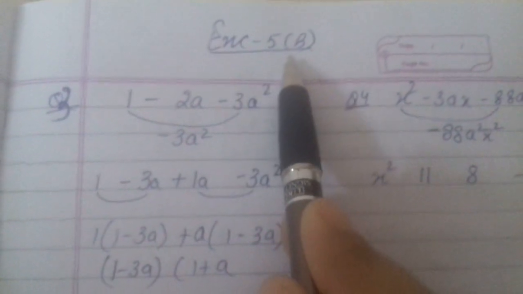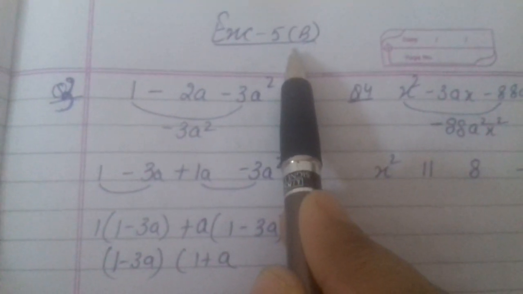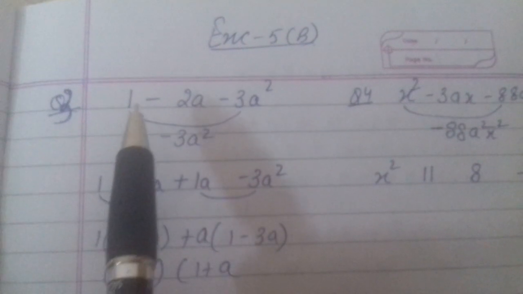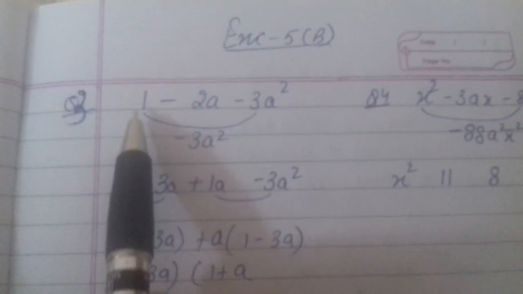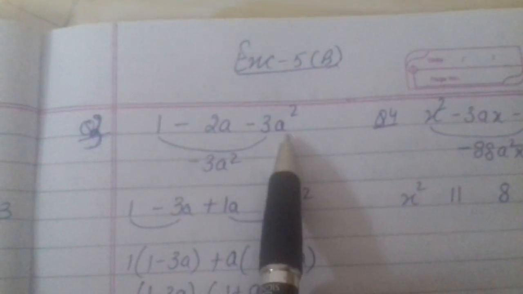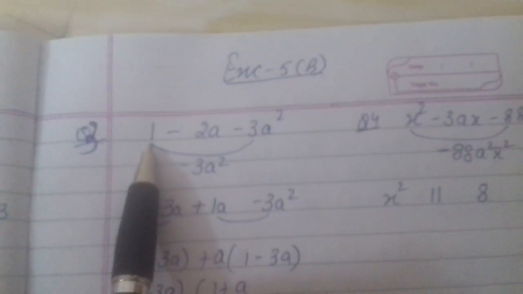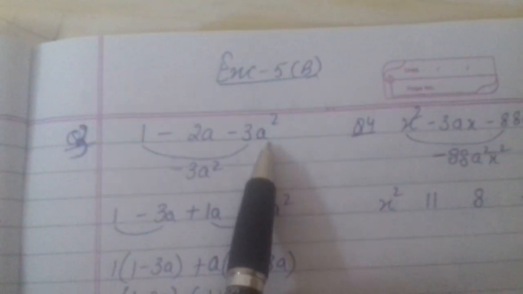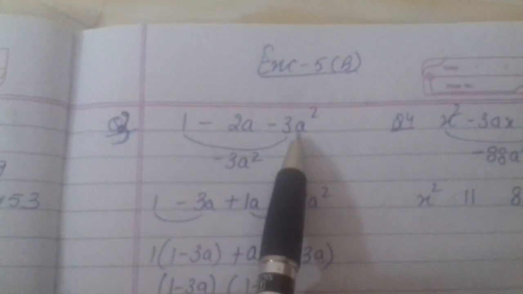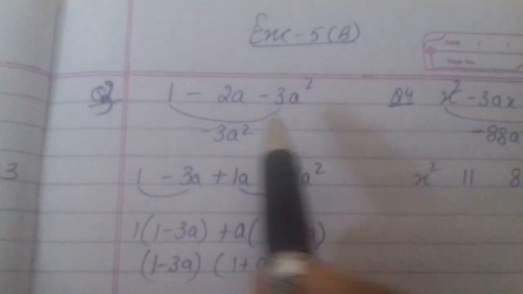Children, next exercise is 5b, factorization by splitting the middle term. So, very carefully understand the question. First of all, you have to check order of the equation. Either it should be ascending or descending. Here, constant, then a power 1, a power 2. It is what? Ascending order. Clear? Now, what you have to do?